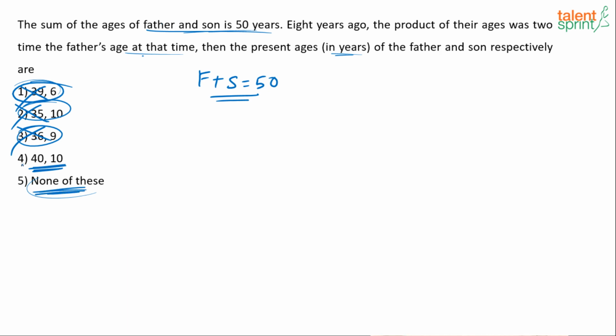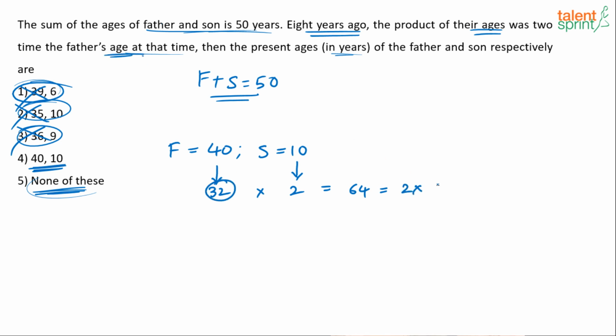Now I have to check if option 4 is the answer or not. How do I do it? Let's assume option 4 is correct and check the other condition. If I assume option 4 to be correct, father is 40, son is 10. The other condition in the question is 8 years ago. 8 years ago, father was 32 and son was 2. What is the product of their ages? 32 into 2, 64. The 64 was 2 times the father's age at the time. What is the father's age at the time? 32. Yes, 64 is 2 into 32. Condition satisfied. So option 4 has to be the answer.